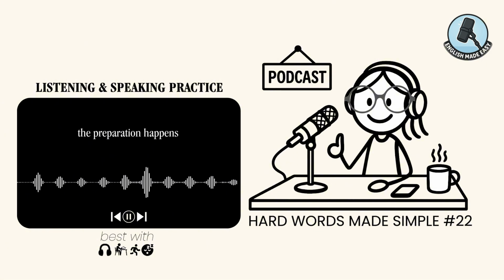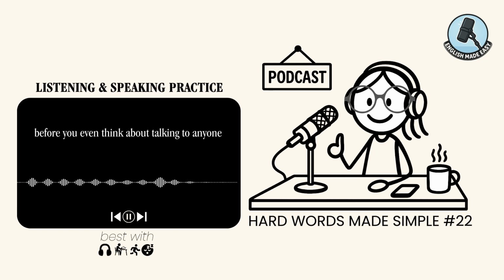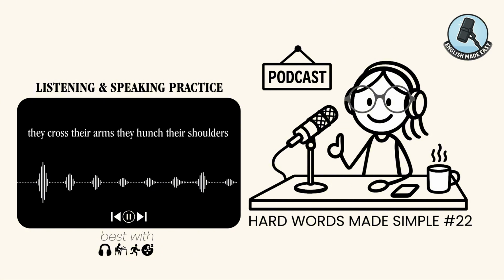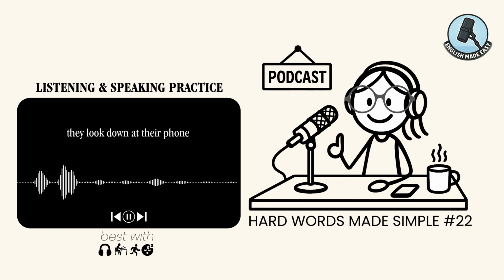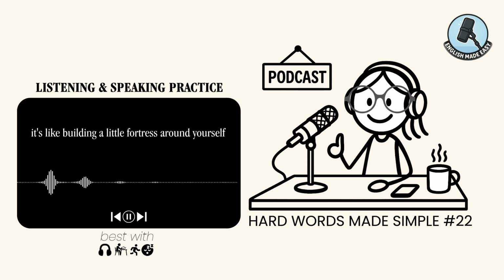The preparation happens before you even think about talking to anyone. It's about setting your default posture. When you walk into a room or sit down in a cafe, what does your body do? The most common mistake people make, especially if they are nervous, is to try to make themselves smaller. They cross their arms, they hunch their shoulders, they look down at their phone. This is a defensive posture. It's like building a little fortress around yourself. It screams, leave me alone.